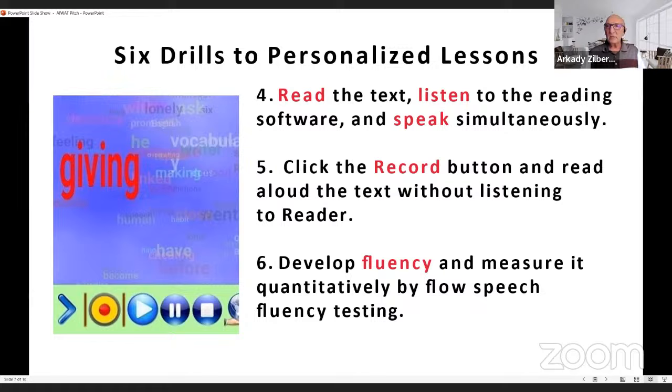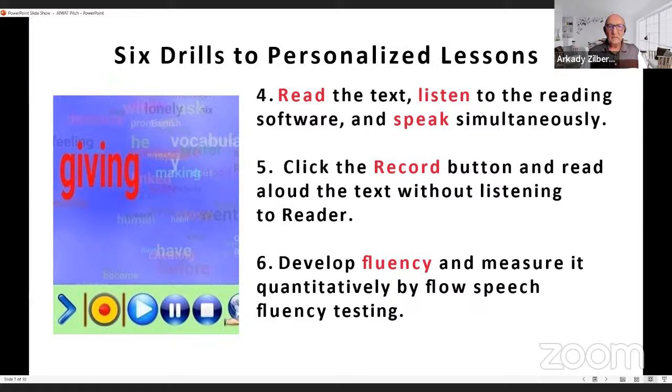After doing this drill multiple times, your subconscious acquires language patterns in this lesson, and you can then continue to other drills. Click the record button and read aloud the text without listening to the reader. If you are satisfied, you can share it with your peers or with the teacher if you are using guided self-learning. If not, you re-record it.